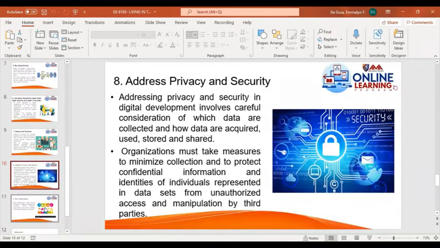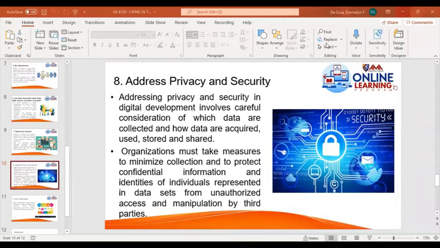Then we have the number 8 principle, which is to address privacy and security. Okay, so take note, class, that we have a data privacy law. So we have to adhere to that. It is very sensitive, so we need to address it. And of course, we need to be careful when collecting data. That is why we need to get the consent from the users, from our target users. So we need to obtain an informed consent form and protect data privacy. Protect data by adopting best practices for security and restriction.